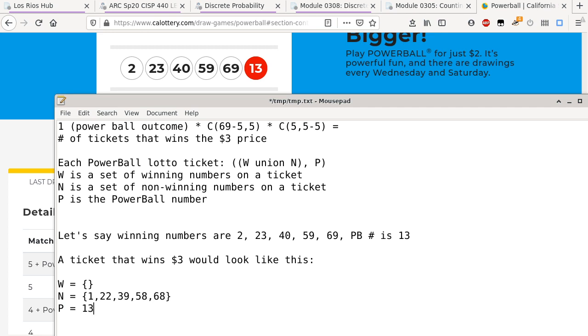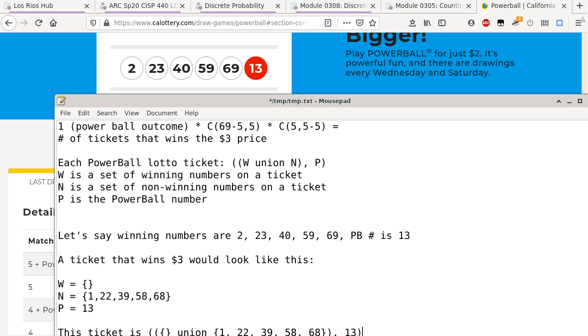That's right. So when I format a ticket in this particular way, this ticket can now be seen as the winning numbers as a set, which is an empty set, union with the non-winning numbers, which in this case for this particular ticket is 1, 22, 39, 58, and 68. And then the whole thing, because this makes a set, but I want to take this set and make a tuple out of it because the order is important between the set and also the Powerball number. So this ticket is now represented in this particular fashion.